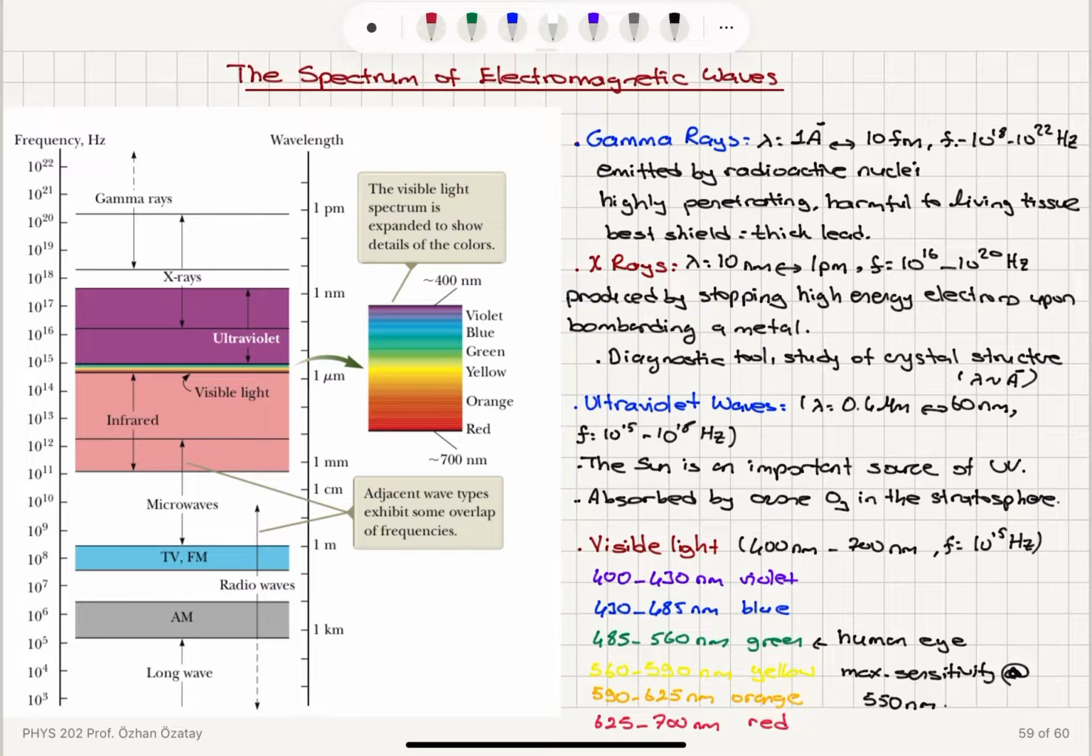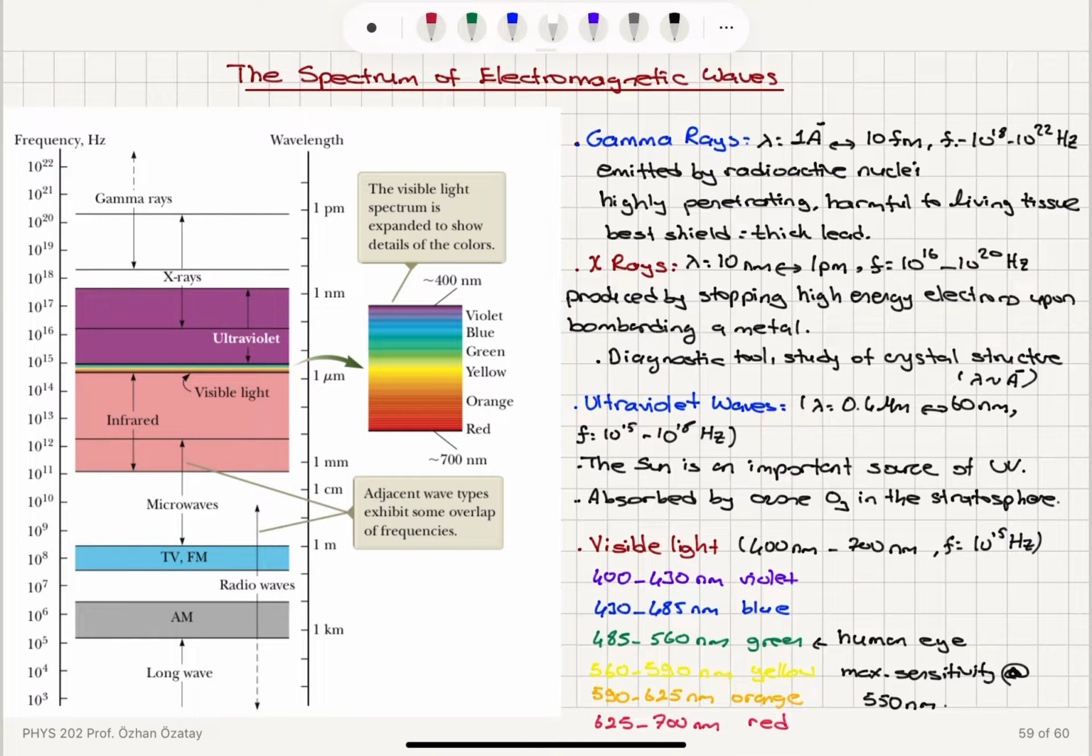X-rays, next in line, are in wavelengths 10 nanometer to 1 picometer. So in this range, you can see here, frequencies 10^16 to 10^20 hertz. They're produced by stopping high energy electrons upon bombarding metal. As you know, X-rays are perfect diagnostic tools, and they can be used to study the crystal structure because we can have wavelengths in the angstrom range with X-rays, which is comparable to the atomic spacing in crystals.